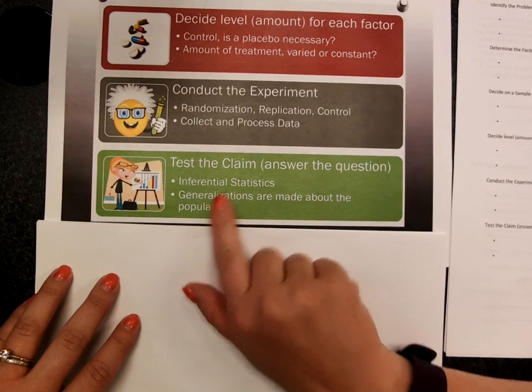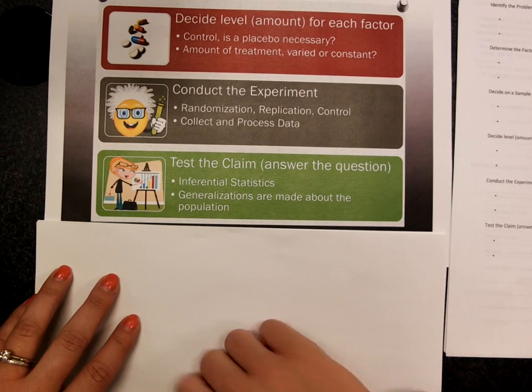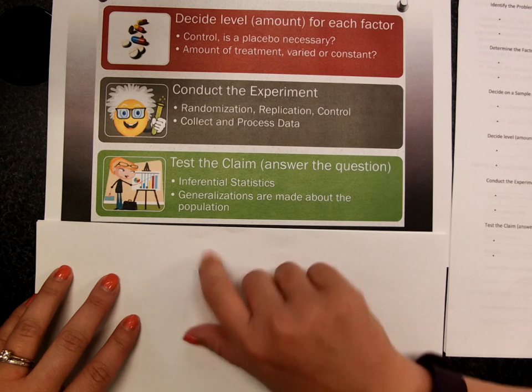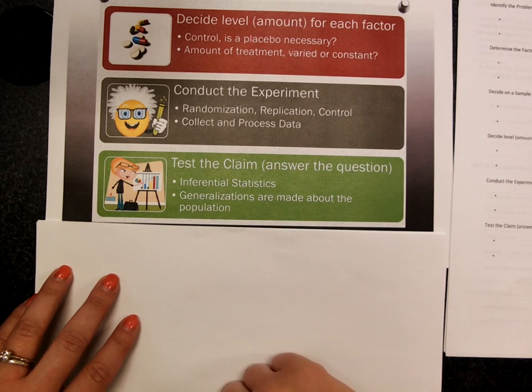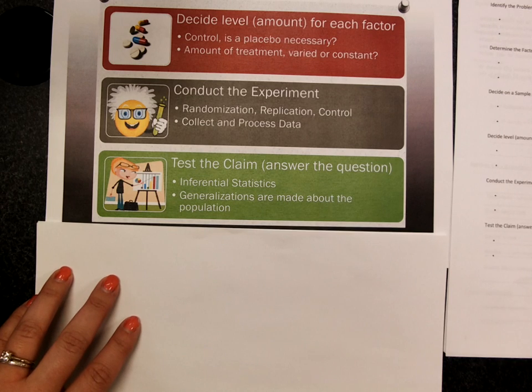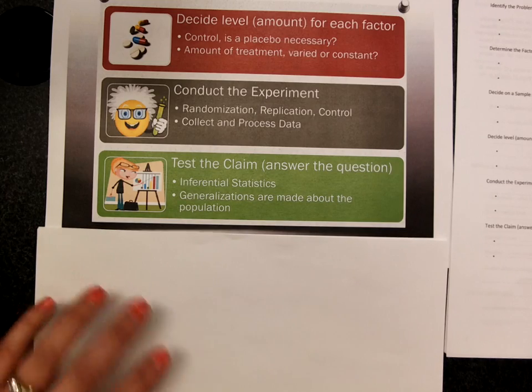And this is where inferential statistics comes in. That's more Chapter 8, 9, and 10 for us. And you can now make generalizations about the population based on your sample. So again, that's just the full circle, running a full experiment and using the statistics to help analyze your results.